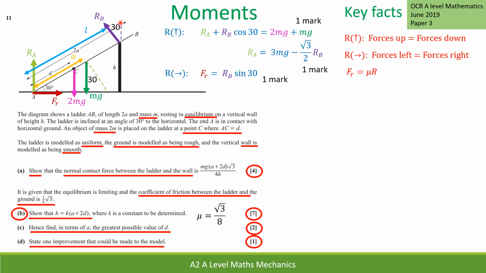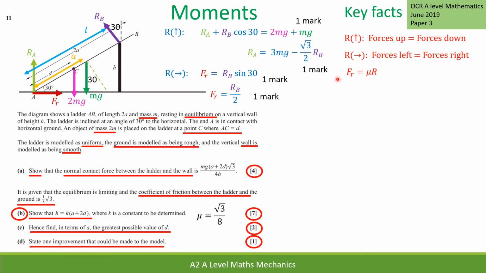So all I've got to say is my friction is equal to RB sine 30 for your 3rd mark. You should know that sine 30 is a half, so you can write friction is RB over 2 for your 4th mark. So 4 easy marks to start with.